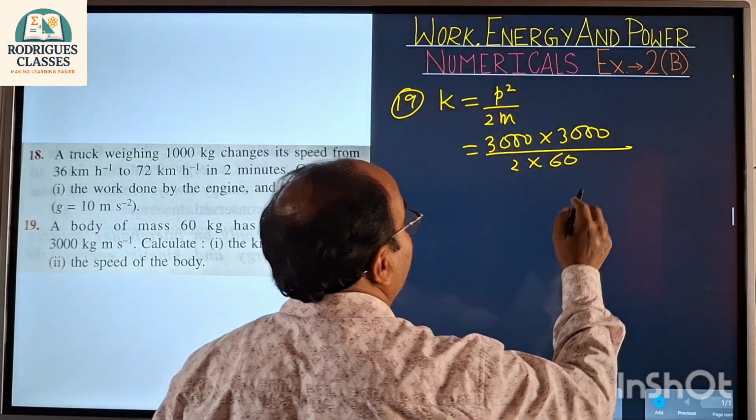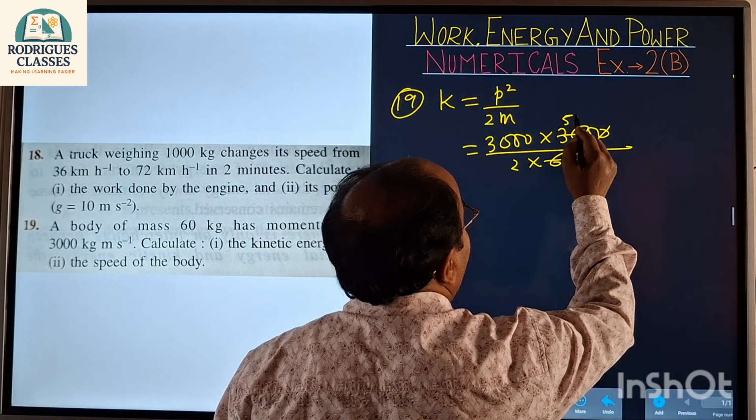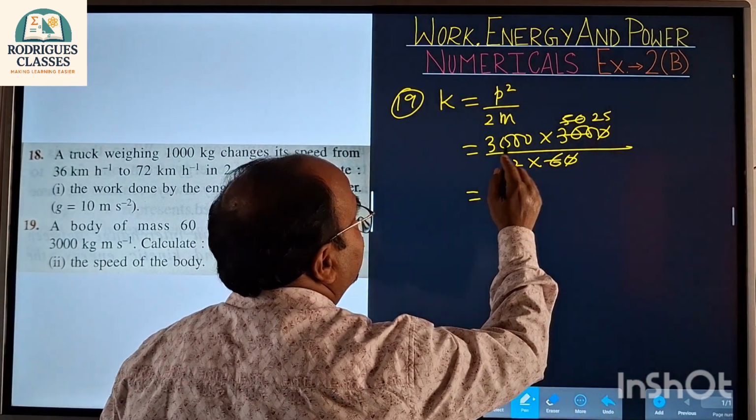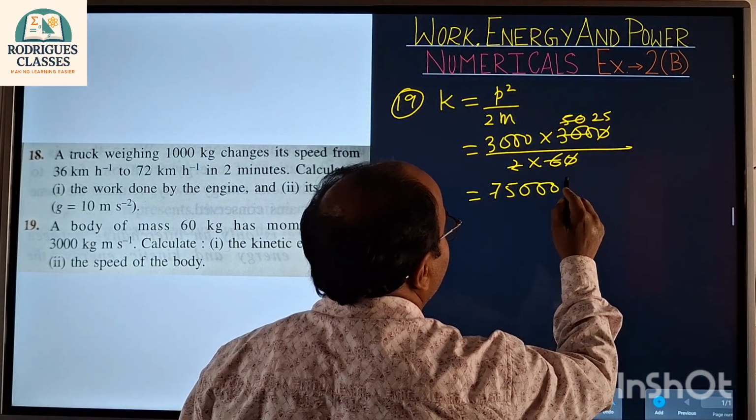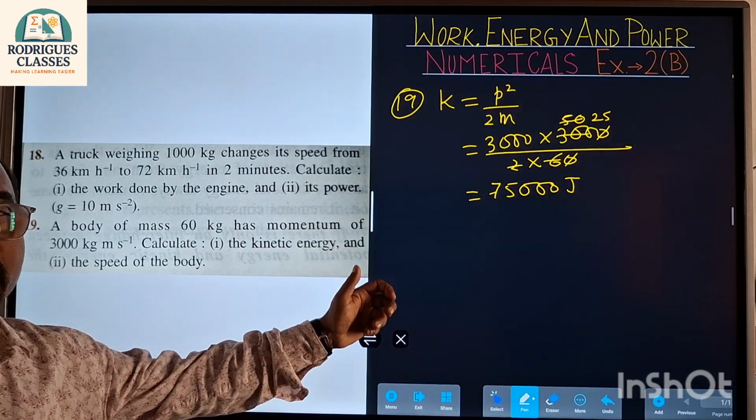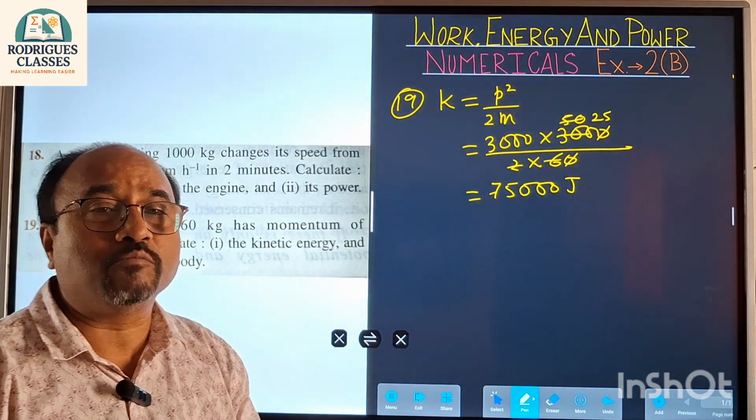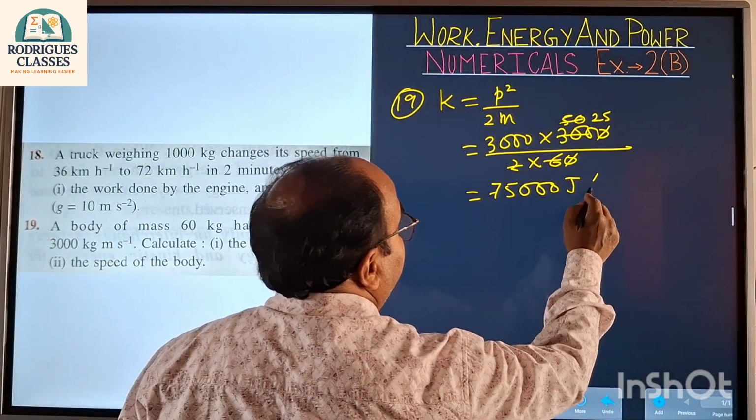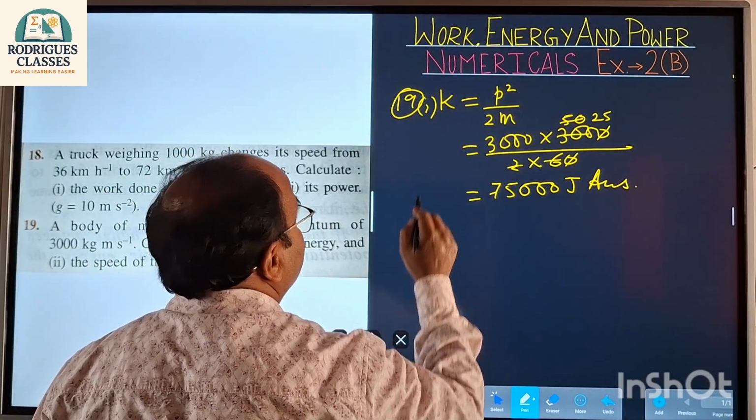So I go to reduce here, 0 cancel, with 6 I reduce, 6 5s are 30, then with 2 25. So you get 3 into 25 as 75, and then 3 zeros. This much joule is the kinetic energy. So first time you are getting a numerical where you are using the relationship connecting kinetic energy and momentum. Now next they have asked to find the speed of the body. Okay, let me write this as the answer. So this was the first part.